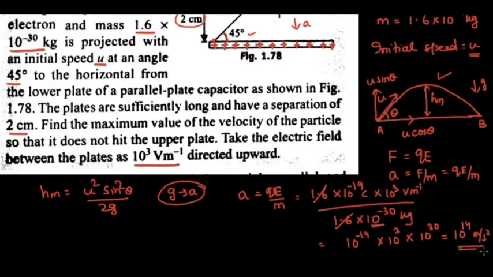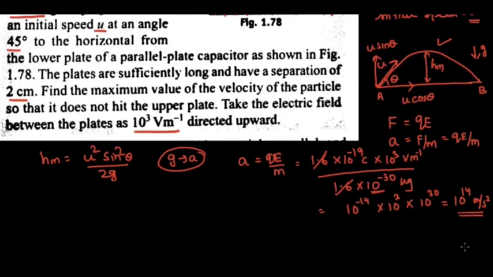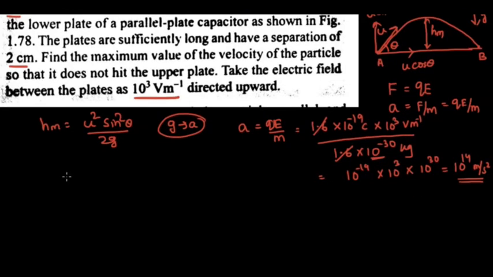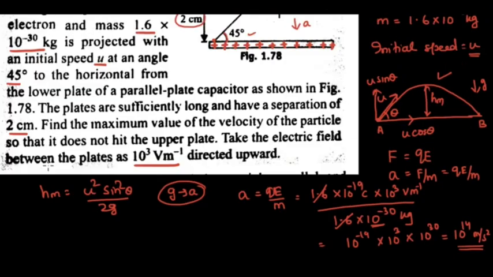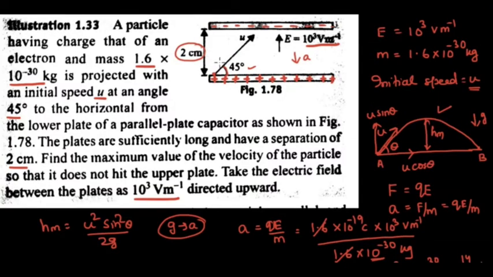So this is the acceleration produced due to the electric field, and you can see that this acceleration is very large as compared to small g. That's why we can ignore the effect of gravity here. Now it is given that the separation between the two plates, look at the diagram here, is 2 centimeter. So the charged particle will follow a path like this, and it will land on the lower plate at this point, and this is the maximum height. So this maximum height is equal to the separation between the two plates, which is 2 centimeter.